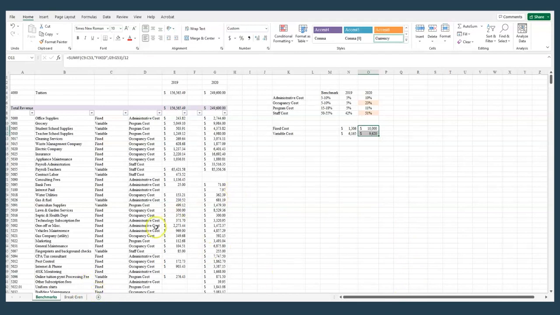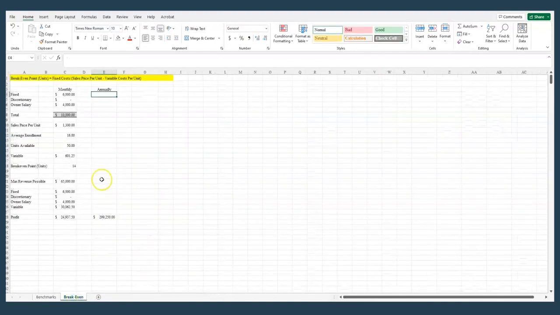Okay, so now I'm going to move over to my break-even analysis. And I can look at this monthly, or I can look at this annually. I prefer to look at it monthly, just because it's a little bit easier to wrap your hands around it if you're looking at it on a monthly basis.